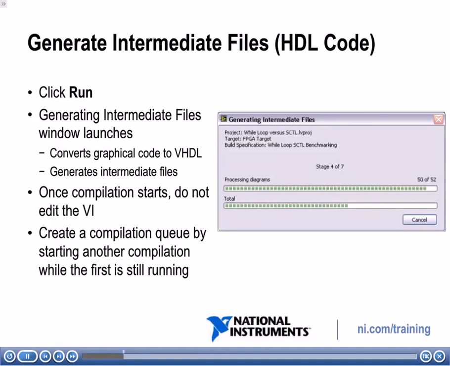The last bullet here says you can create a compilation queue by starting another compilation while the first one is still running. So if I was to open up an FPGA VI and then hit run, and my compile worker is already working on that first FPGA VI, I could take another FPGA VI and hit run, and what that would do is queue up the compilation. And you could queue up several different VIs, and then the compile worker and server will handle the order of compiling those VIs and sending the information back.